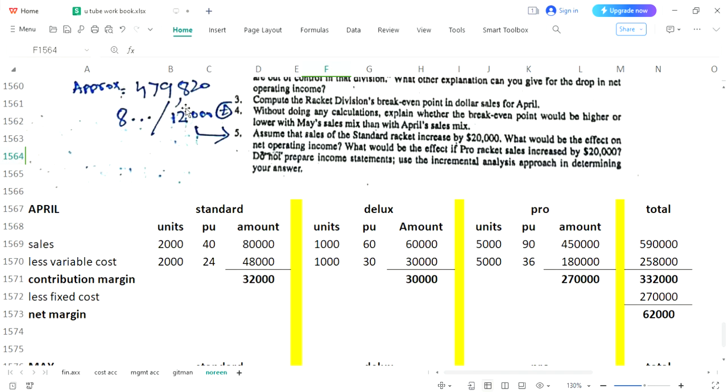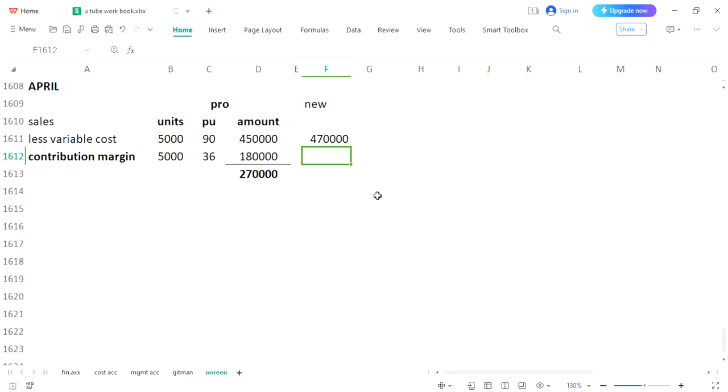Read it again. What would be the effect if pro racket sale increased by 20,000? This is your pro racket. Sale increased by 20,000, so we have picked it. 4,50,000 was the old selling price, and we have added 20,000 to increase its sales.